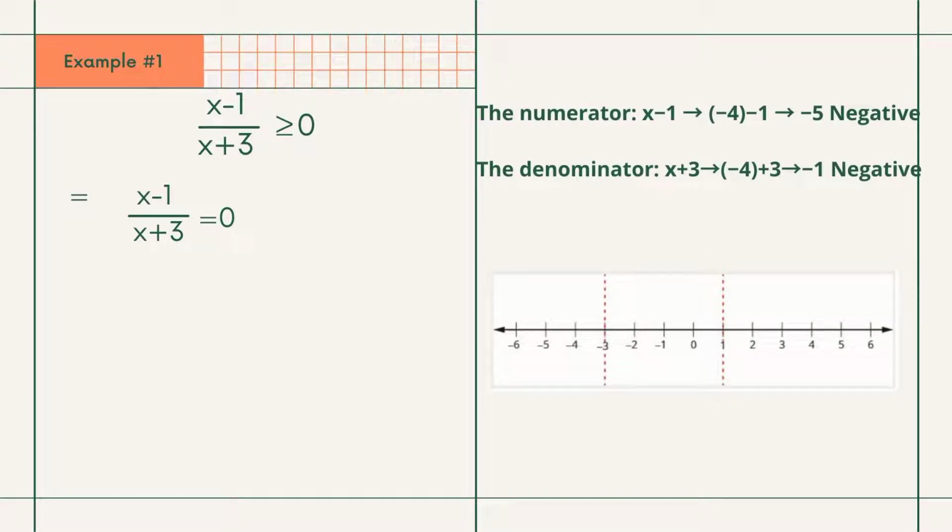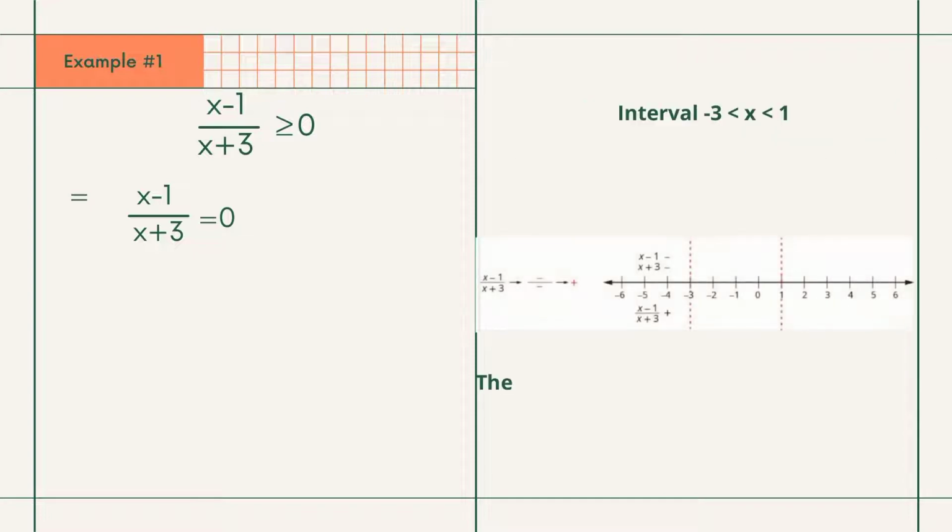The numerator x minus 1. Since negative 4 will be the substitution of x in the numerator, this will become negative 4 minus 1, which will become negative 5. The same procedure can be done with the denominator. Substitute negative 4 to the x, which will become negative 4 plus 3, which is equal to negative 1.